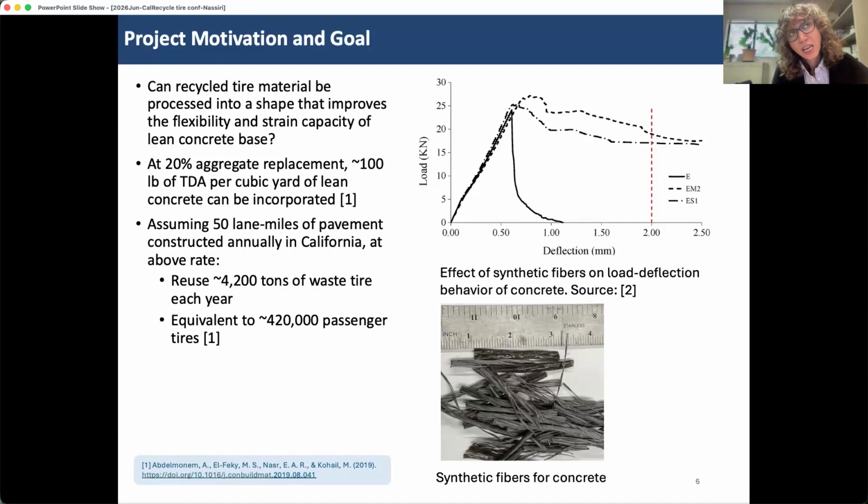So we did a very, very crude back of the envelope calculation just to estimate, is this even worth it? If this actually works, how many tires would potentially be diverted from landfill or stockpiles? A crude calculation shows that if we're possibly able to replace 20% mass of the aggregate component of LCB by TDA, which I think is a very high assumption to begin with, using the density of TDA from the literature, we've not measured it yet, and assuming, and this is just a pure assumption, that about 50 lane miles of new pavement is constructed in California, at that rate we can potentially use 4,200 tons of waste tire every year, which is equivalent to 420,000 passenger tires. So those are just some of our estimates at a high replacement rate.